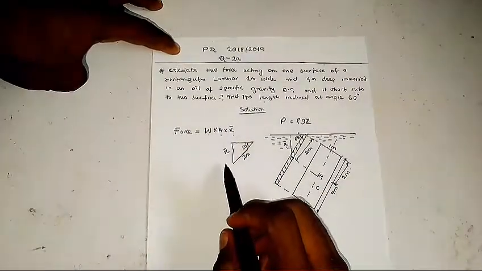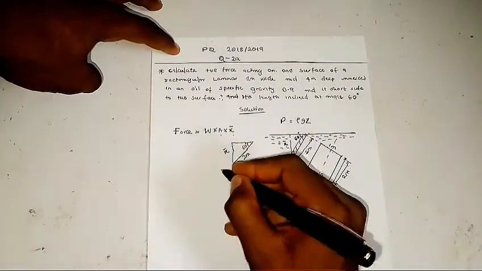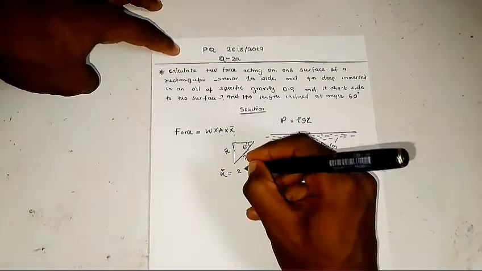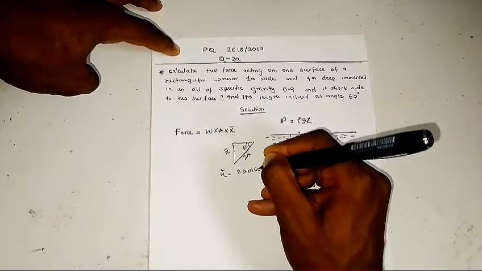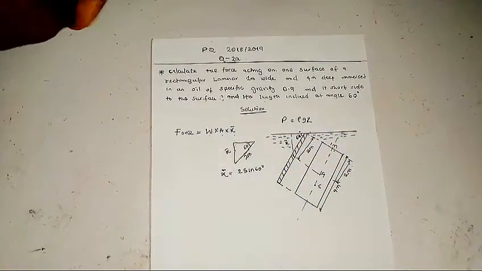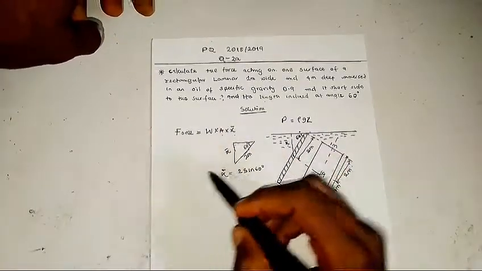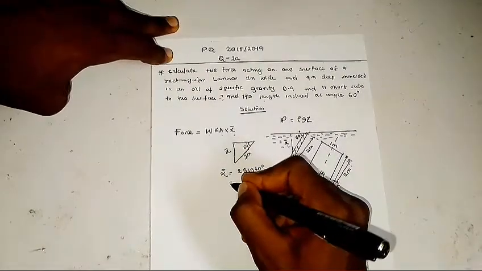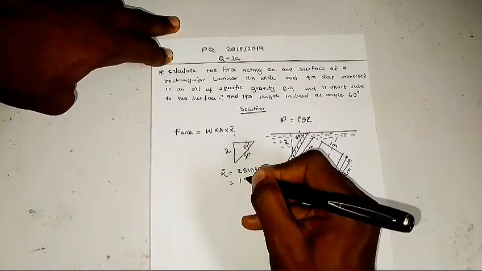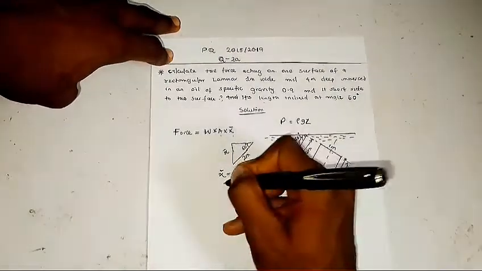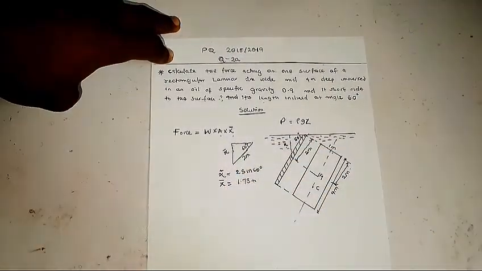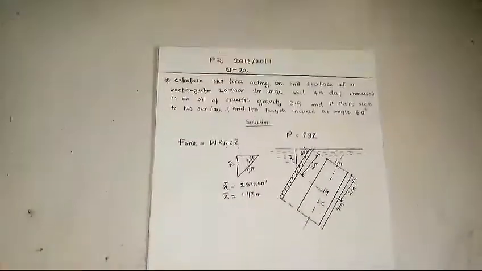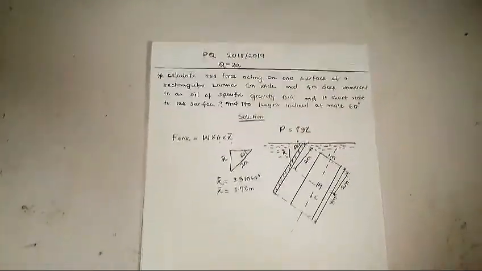So basically, to get my depth, I can use trigonometric function and say my depth x is equal to 2 sine 60. Is that understood? This is my opposite and this is my hypotenuse. So my depth is equal to what? 2 sine 60. So 2 sine 60 gives us 1.73 meters. So now we have gotten our depth.